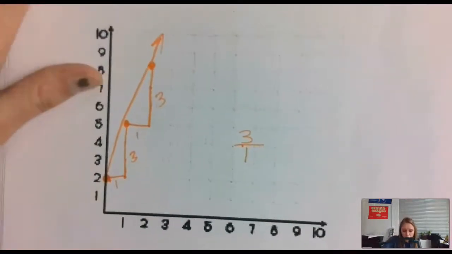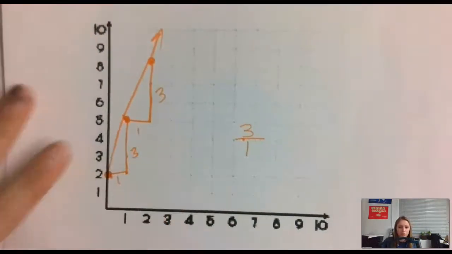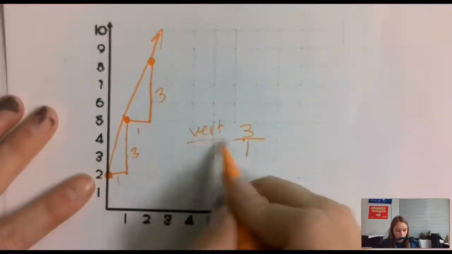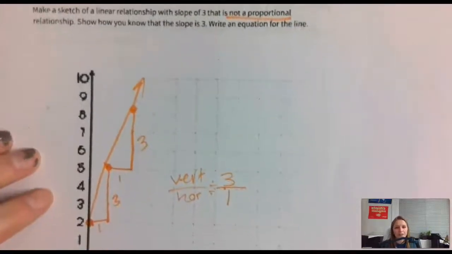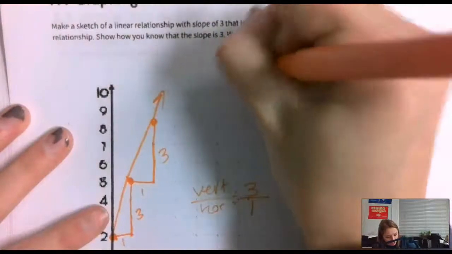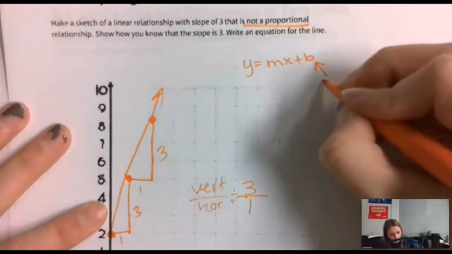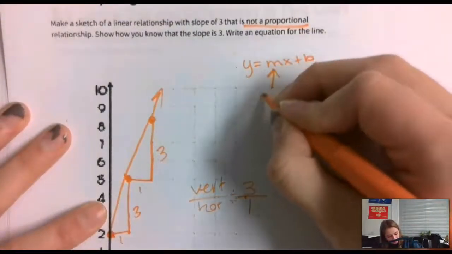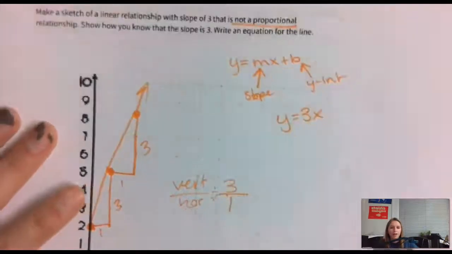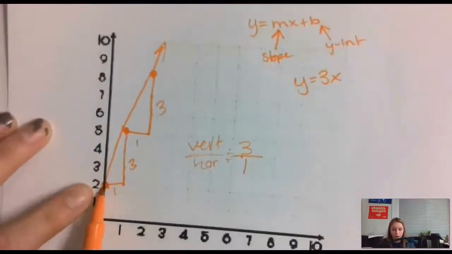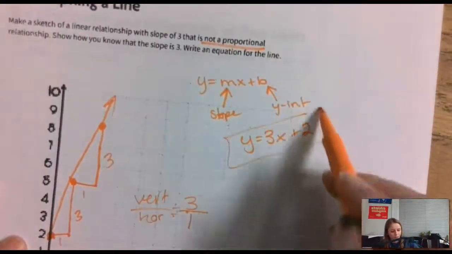Okay, now it says show how you know that the slope is 3. Well, we know it's 3 because it's our vertical over horizontal, which then equals 3 over 1. Okay, and our graph represents that. Now it says to write an equation for the line. So we're going to use y equals mx plus b. And if we do that, b is our y-intercept, and m represents the slope. So our slope is 3, and then our y-intercept, so where our line hits the y-axis or starts, is at 2, a positive 2. So that would be the equation of our line.